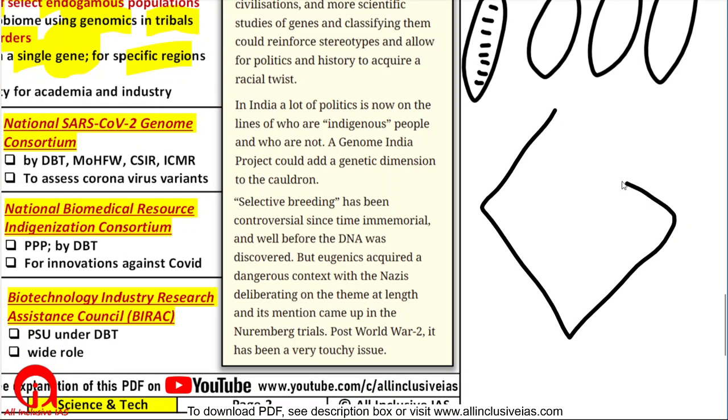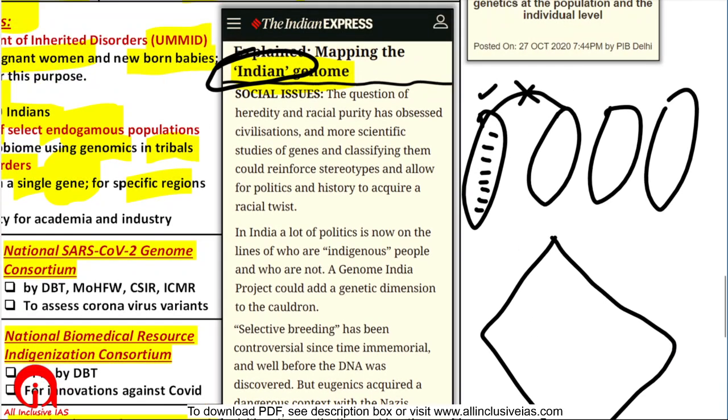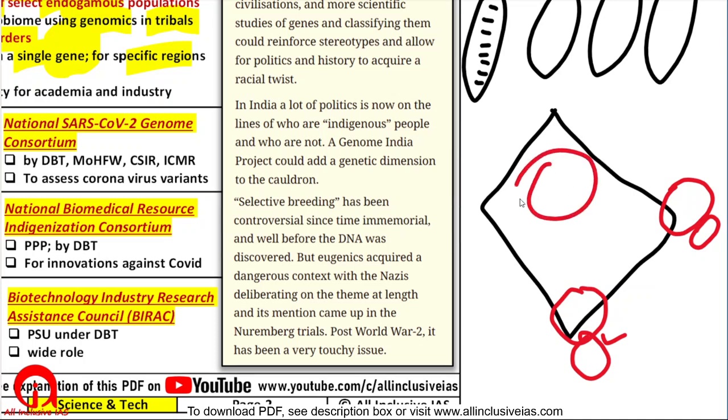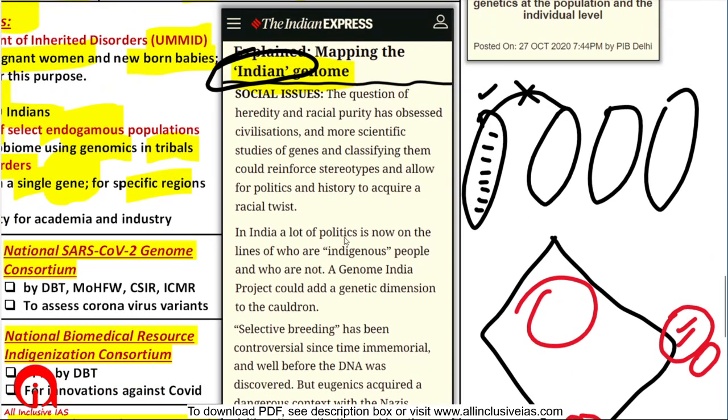Think like this. This is India. In India, if you do genome sequencing, you will find that the genome of people of South India is more similar to the genome of people of Sri Lanka. The genome of people of the Northeast is more similar to the people of Myanmar as compared to the genome of North Indians. So you can't really tell that a person has these genes, so he's Indian. You can't say that. It is given in this article. This is more important for your mains examination.